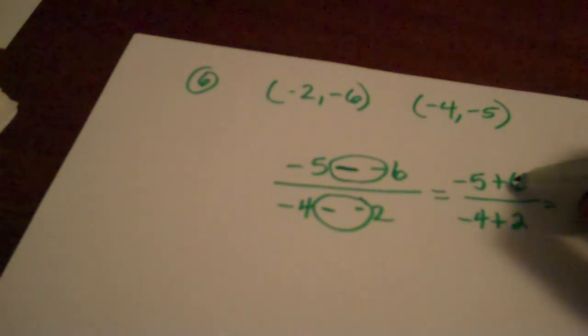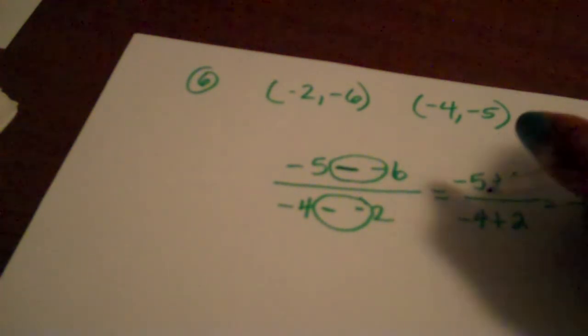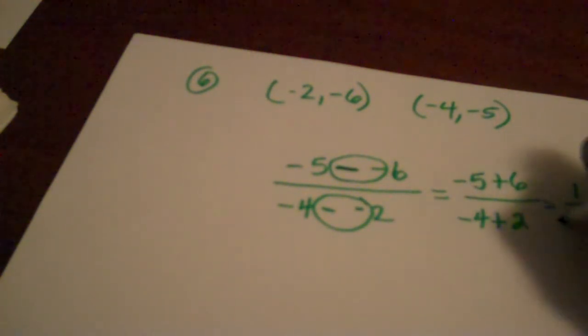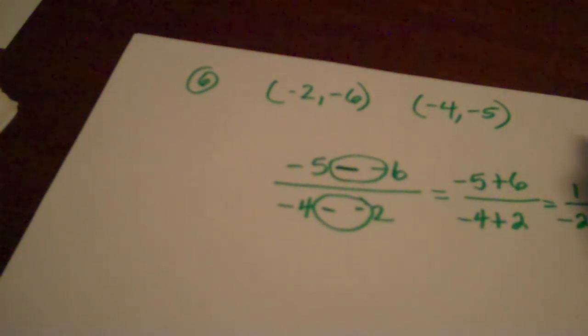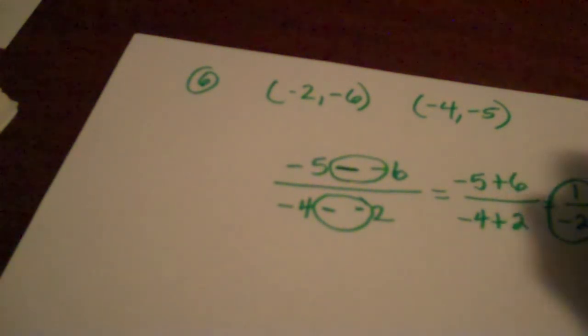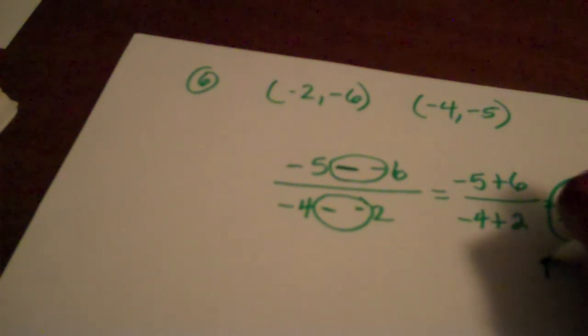Well, -5 plus 6 is +1. -4 plus 2 is -2. Therefore, I have found my slope, and my slope is -1/2, and that's answer choice B as in boy.